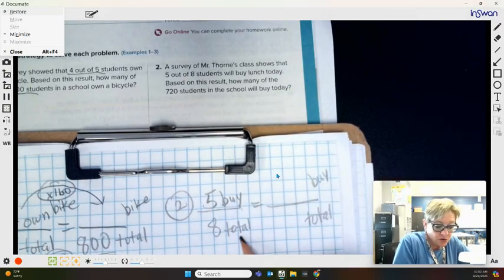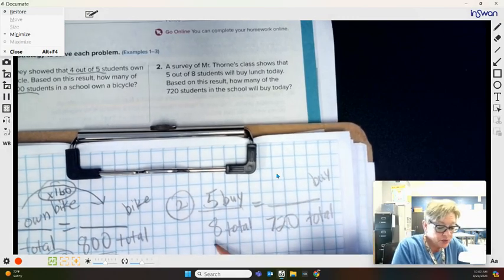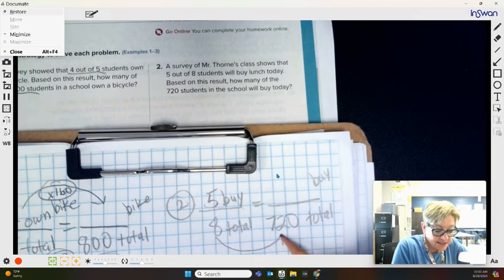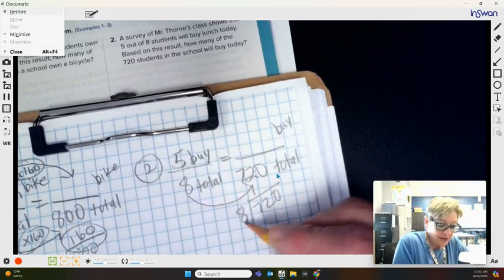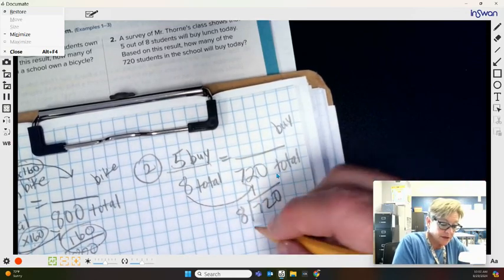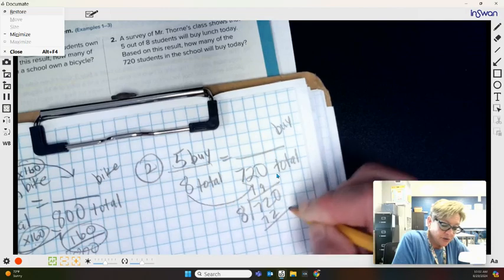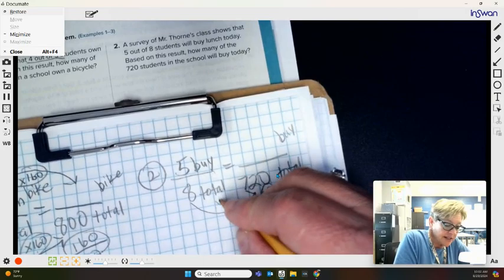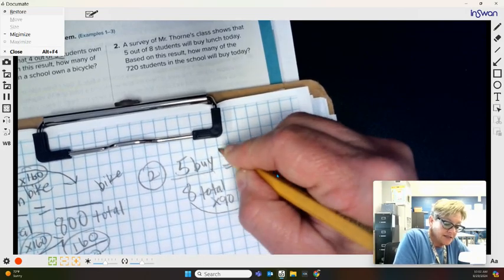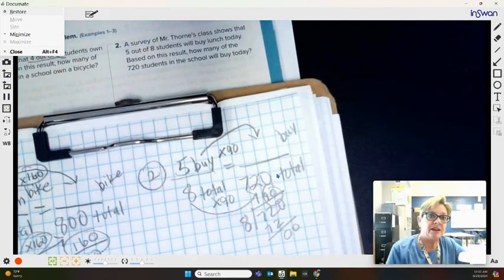Now, the total goes with the total. So we're going to have 720. Now, you are going to find how this is connected to this. So you're going to take 720 and divide it by 8. And I know that 8 times 9 is 72. 8 goes into 72 9 times. 9 times 8 is 72. 0, 0. 8 goes into 0 0 times. So 90 is our multiplier. So that's going to be times 90. This is going to be times 90. So 5 times 90 would give you the number that buy lunch.